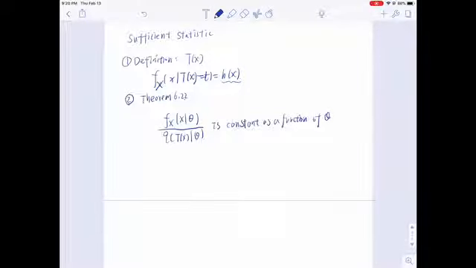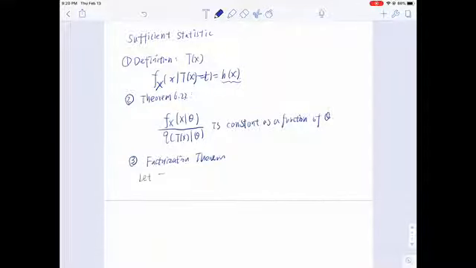We used an example of Bernoulli trials to illustrate how to use the definition and the first theorem to show the sum of x_i is indeed a sufficient statistic. So today, I'm going to introduce the factorization theorem to you guys. It's another way of showing T(x) is a sufficient statistic.